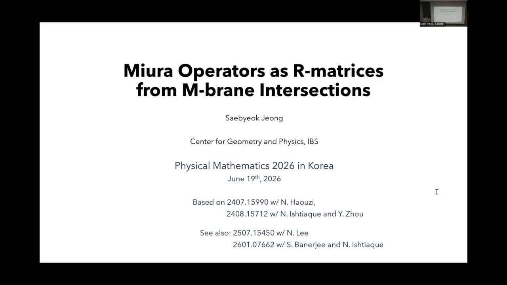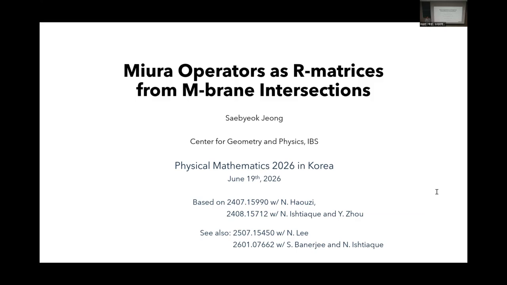So today I will talk about the Miura operators as R-matrices. As you can see in the title, I'm relating two different notions that appear in the study of algebra. Miura operator is an object that appears in the free field realization of some kind of vertex algebras. I will explain what this is in the next slide. But the important point of this work is that it can be thought of as a kind of R-matrix of some quantum algebra. And we have seen what the R-matrices are in different talks of this conference.